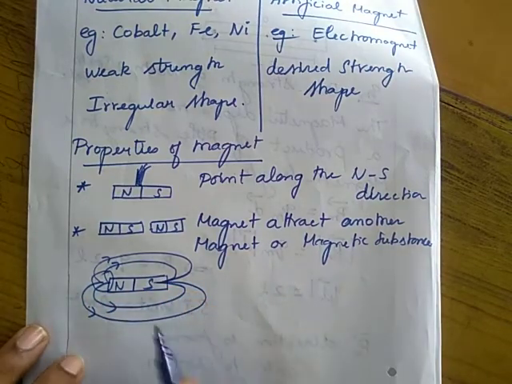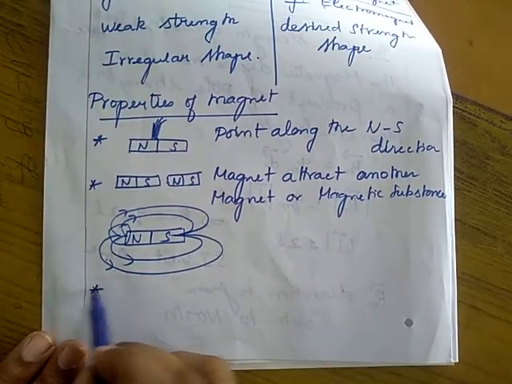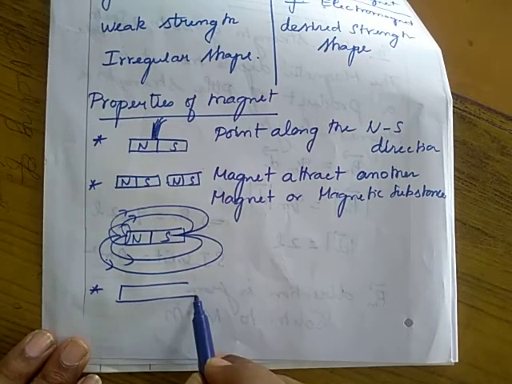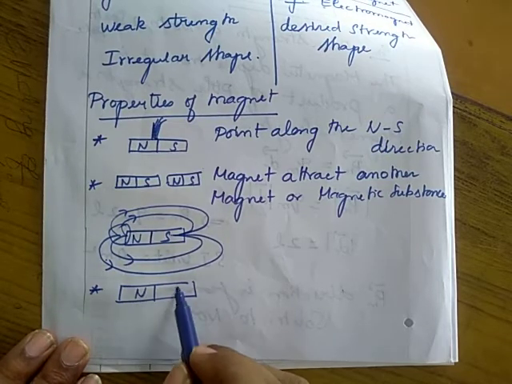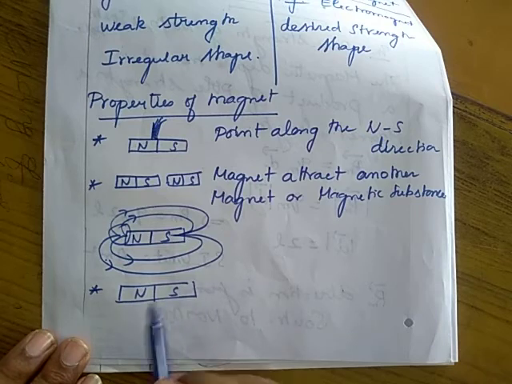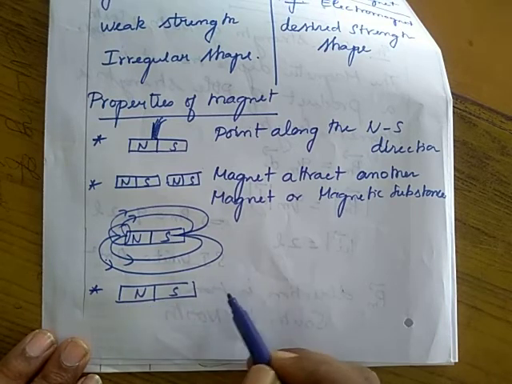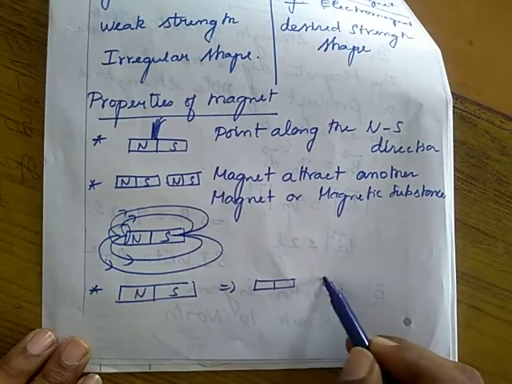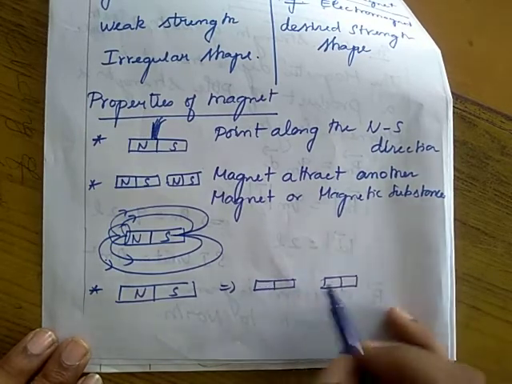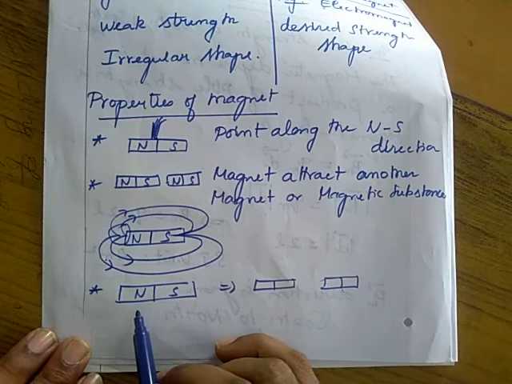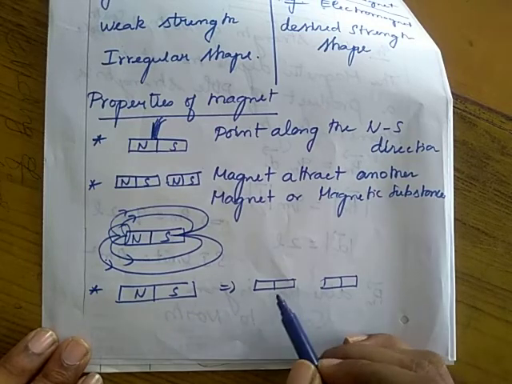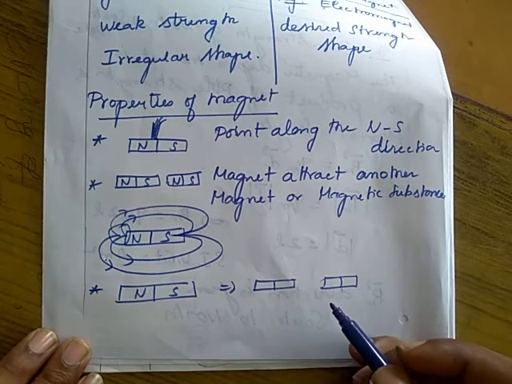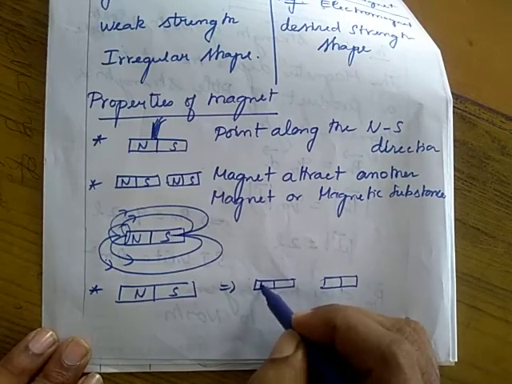Then the fourth point: if a bar magnet of pole strength Qm is broken, then we get small pieces of magnet. If a bar magnet is broken, it will give other magnets, having the poles at the ends.